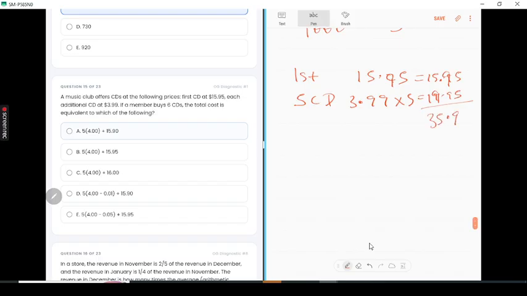35.9. We only have to look for an option that corresponds to 35.9. The first one here is 4 times 5, which is 20. Can you find 20 plus 15.9? That's 35.9, so that is already the option we are looking for. If you take the next option, it will be 20 plus 15.95, which is 35.95. The next one is 20 plus 16, which is 36. So no other option will give us the correct one. So we select it.